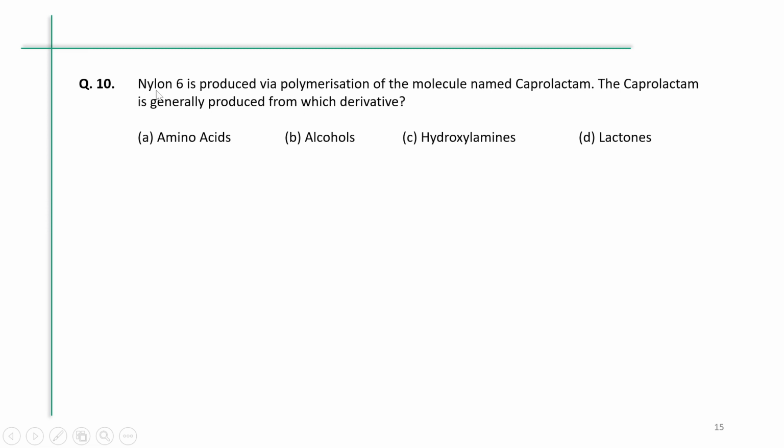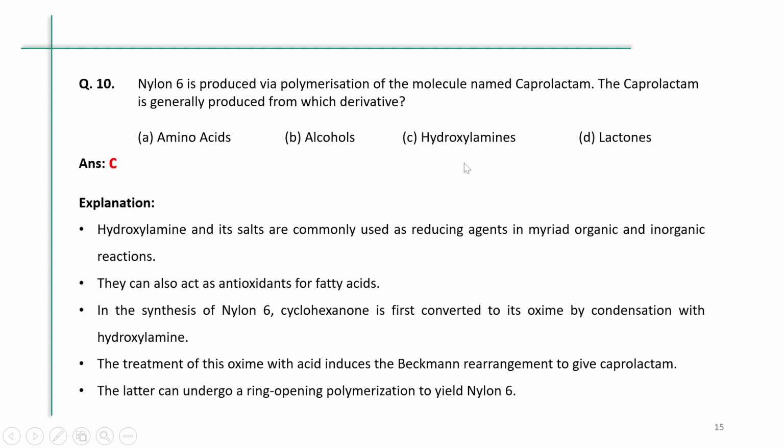Then nylon 6 is basically a polymer. So this is produced by polymerization of the molecule named caprolactam. This caprolactam is generally produced from which derivative? Amino acid, alcohol, hydroxylamine, or lactone. So the answer will be hydroxylamine.